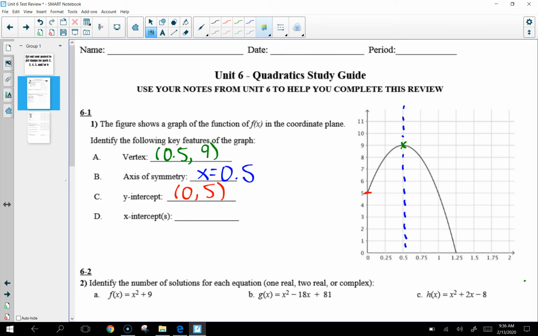All right, and then the last piece, it was an x-intercept. So that's where we're crossing our x-axis. 1.25, yep, comma, 0. So y-intercepts always have an x of 0. X-intercepts always have a y of 0. It's good to remember because you'll use that when you solve for them with your equations too.